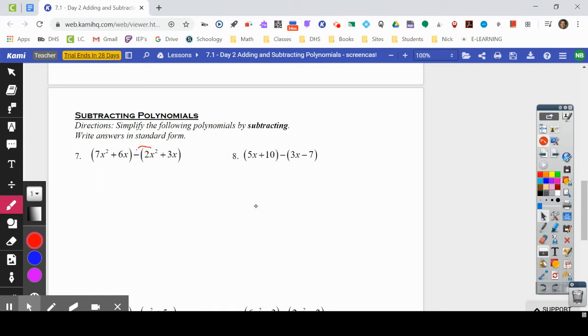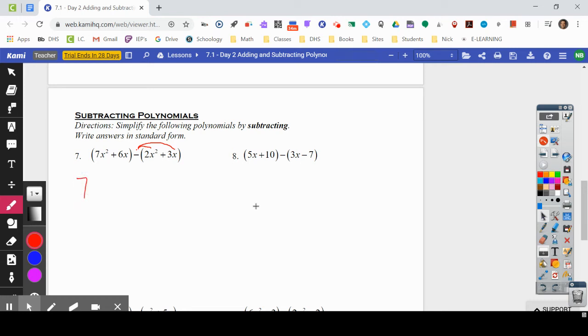All right, that means that all the terms that come after that minus sign are going to switch signs. So when we're doing these problems, it's going to be best that we drop our parentheses and rewrite the problem. We didn't have to do that with adding because nothing got changed when we added. However, when we're subtracting, things are going to change.